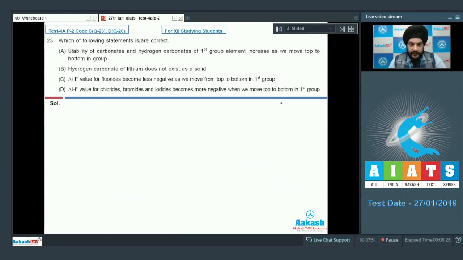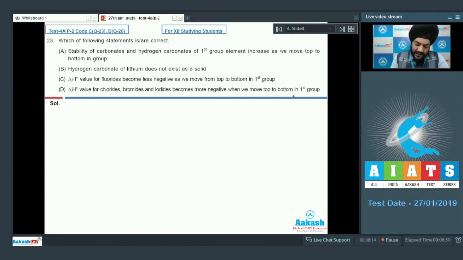Question number 23. Which of the following statements are correct? So in this question, the examiner talks about the alkali metals. So in the first option, the examiner talks about the stability of the carbonates and the hydrogen carbonates of first group elements. So he says that the stability increases as we move from top to bottom in a group.